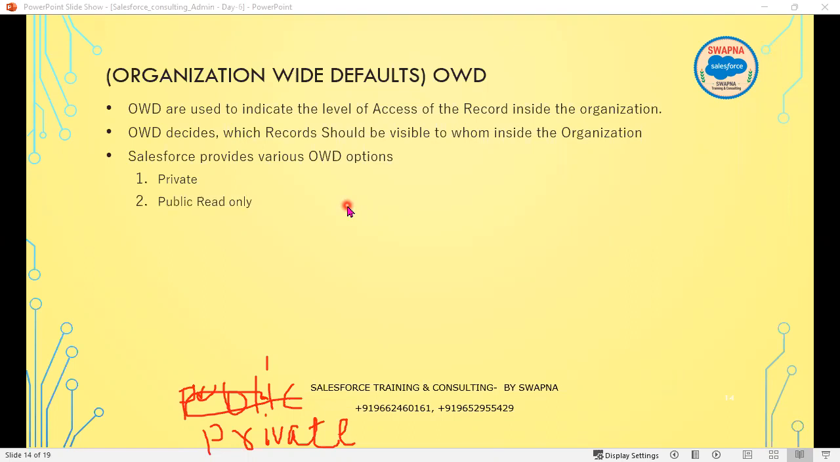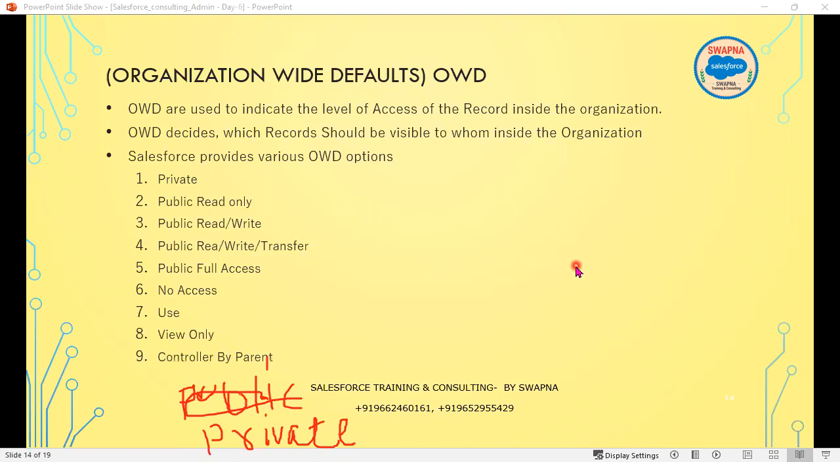Private, public read only, public read write, public read write transfer, public full access, no access, use, view only, controlled by parent. These are a couple of the options provided by OWD. There are a few more also available, but these are the main important ones. OWD is nothing but organization-wide defaults. It decides at the base level what kind of access we should give.